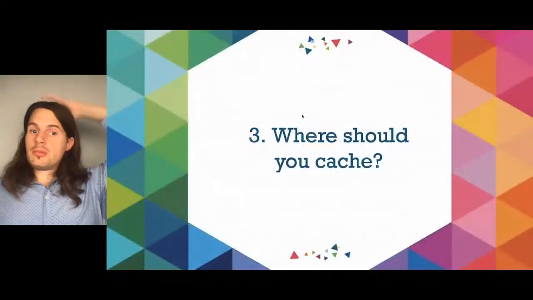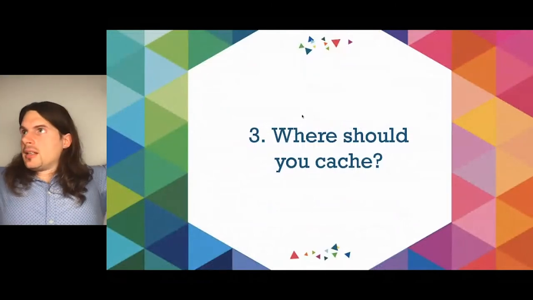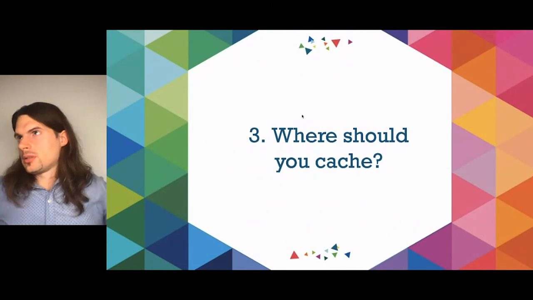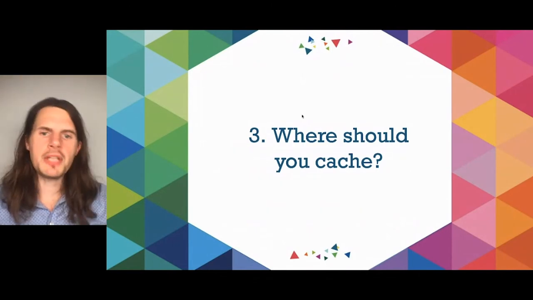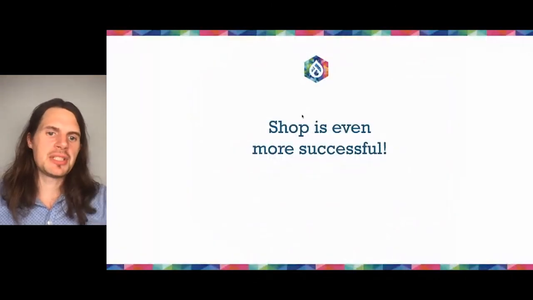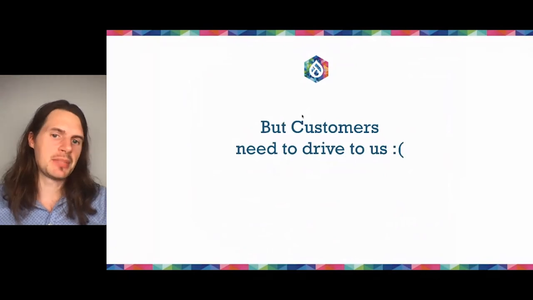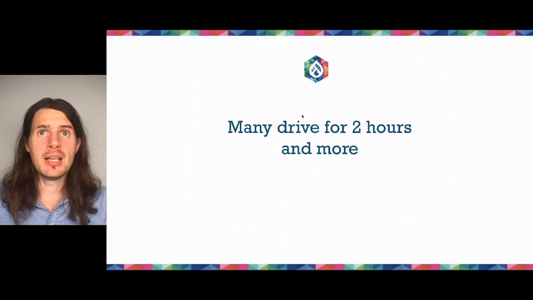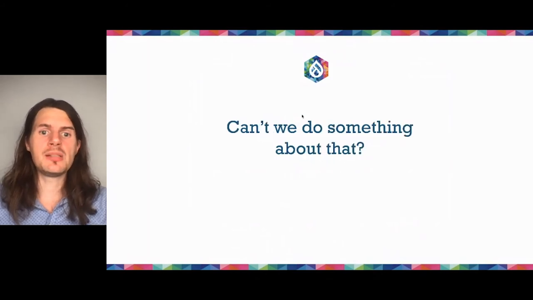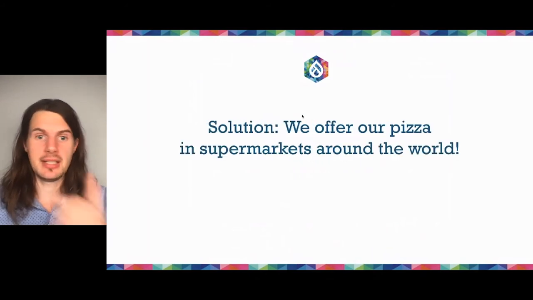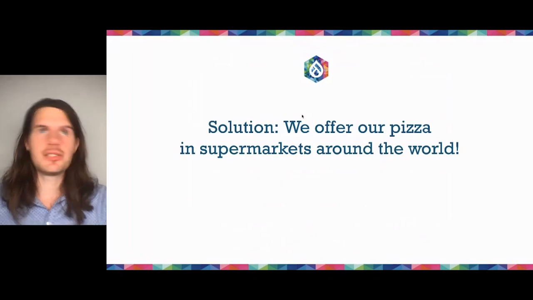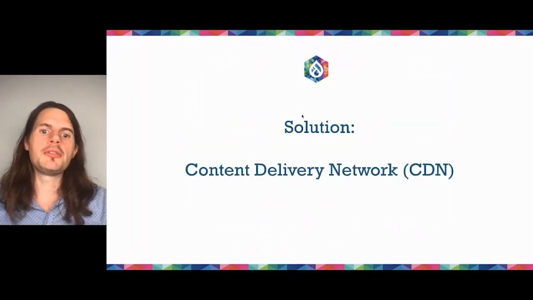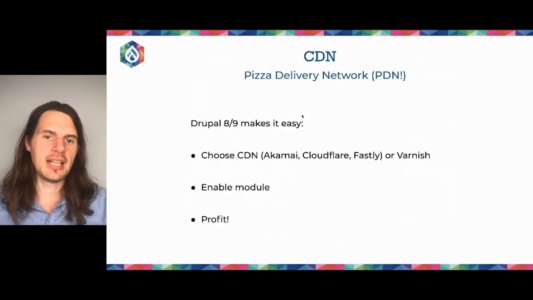So part three. Are we on time? Where should you cache? Our job is even more successful, but the customers need to drive to us. That's a little bit bad. Many drive for 2 hours and more. Can we do something about that? And yes, we can. The solution is we now offer our pizza in supermarkets around the world. The solution is a content delivery network.